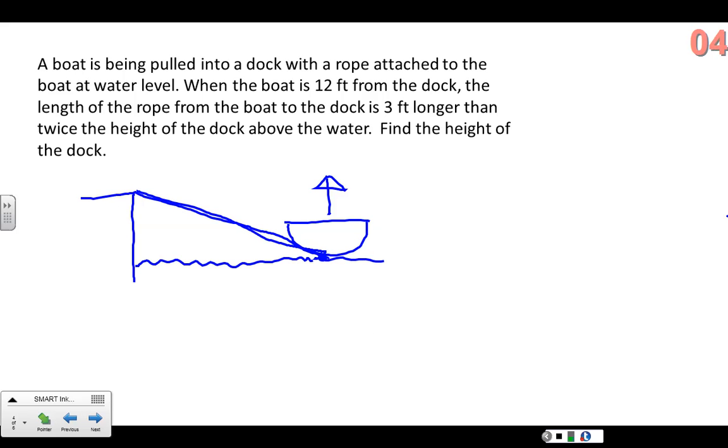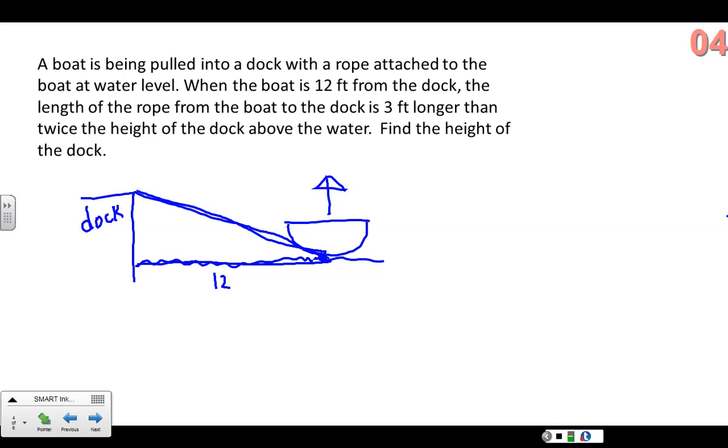When the boat is 12 feet from the dock, the distance of the boat from the dock is the distance horizontally here. So it's 12. We'll say that that's the distance from the boat to the dock. We label that this is the dock. The length of the rope from the boat to the dock is 3 feet longer than twice the height of the dock above the water.